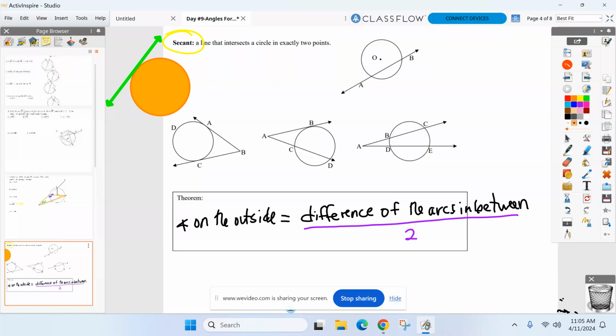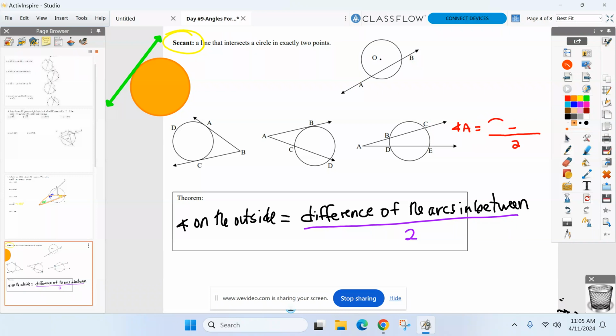Just so I know we've got a handle on it before I go to something new, take a look at my third diagram. Angle A is the angle outside. What 2 arcs would I be subtracting here before I divide by 2? Again, it's the arcs in between. And again, you always want to put the bigger one first. If you put the smaller one first, you're going to have a negative angle. And not this year, next year. What would be the first arc I'd put in here? CE. That's the first arc.